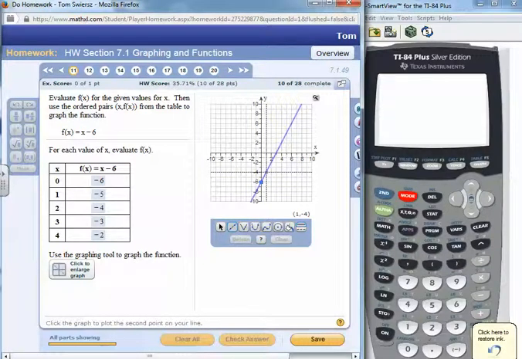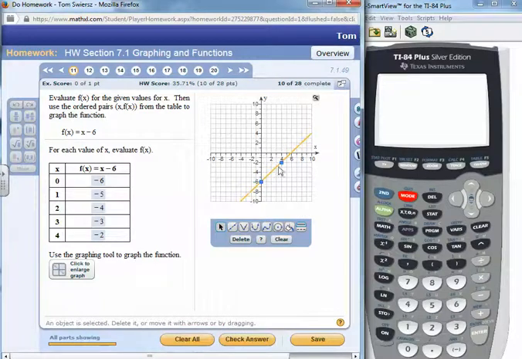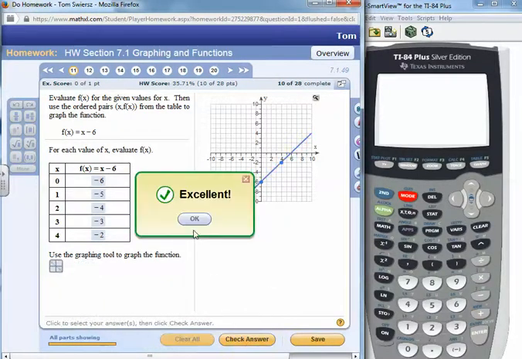Now, it doesn't matter. We can go all the way down and pick any point. I can pick 4, negative 2. I can pick any of these points. So I'll just pick 4, negative 2, the last point. So over 4, down 2, right there. And then go ahead and check my answer.